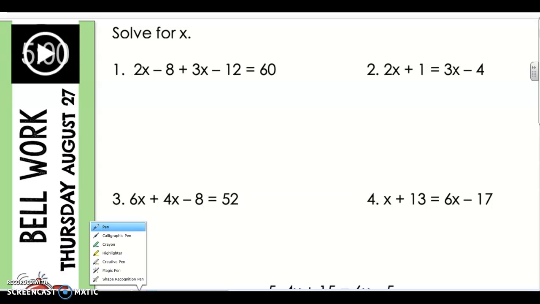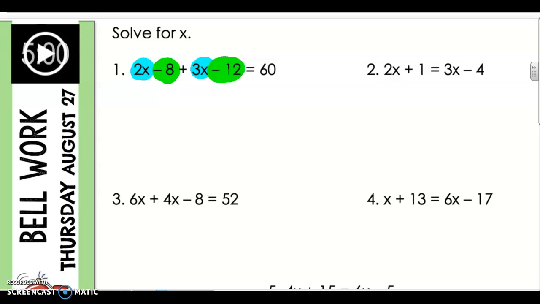So for number 1, 2x minus 8 plus 3x minus 12 equals 60. The first step is to combine like terms. On the left-hand side of the equal sign, we want to see what things we can combine. So first I'm going to go through all of my terms that have an x. I'm going to highlight those blue. All of my terms that don't have an x, they're just numbers, just constants, I'm going to highlight those green.